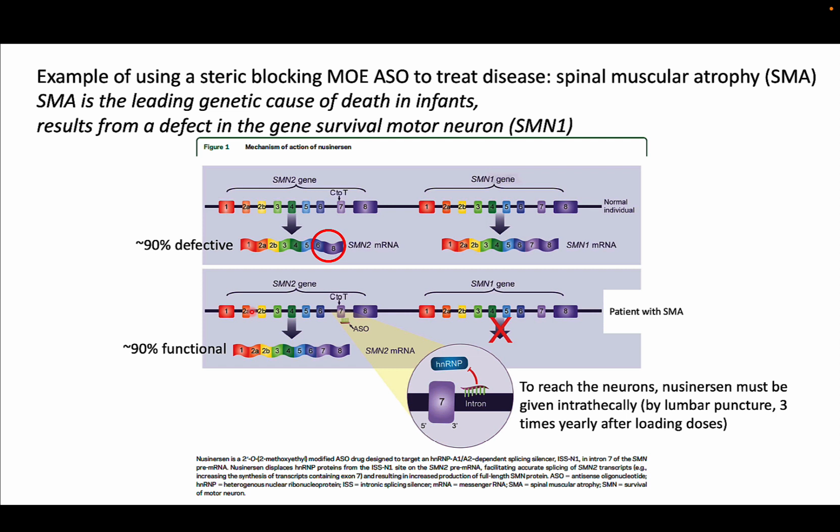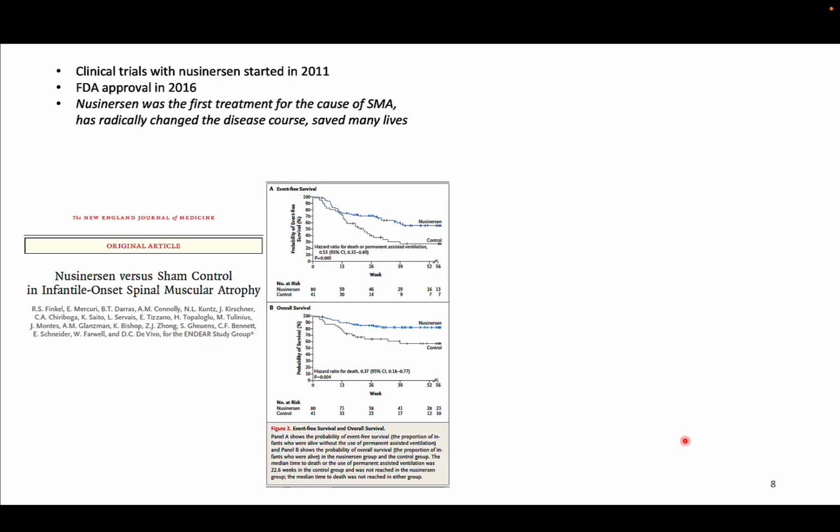Now, this sounds like a great idea and works in cell models. Is it going to work in humans? One of the limitations is that because this is in neurons, in order for the ASO to get to the neurons, the ASO has to be given by intrathecal dosing. That's lumbar puncture. And this ASO has a fairly long half-life, so once you've given a few loading doses, that only requires 3 doses a year. Clinical trials of this approach started in 2011, and at first it wasn't clear whether it was working or not.